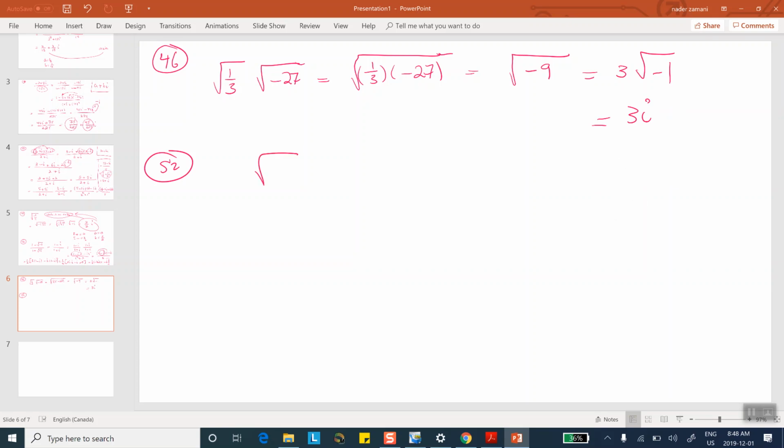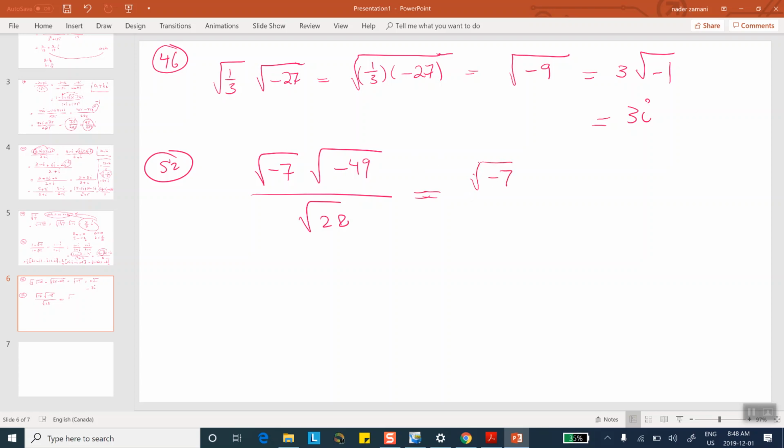52. 52 looks like this. Minus 7, minus 49, divided by 28. There are different ways of doing these things. That's entirely up to you. I'm not suggesting that you do it this way. It's up to you. So think about it like that. This is one way of doing it.